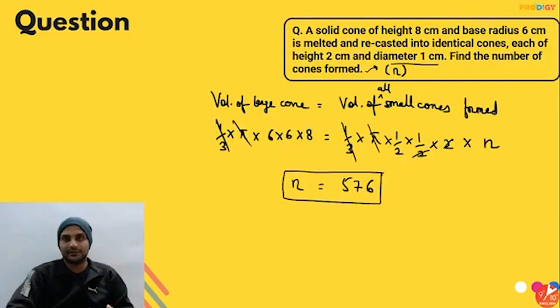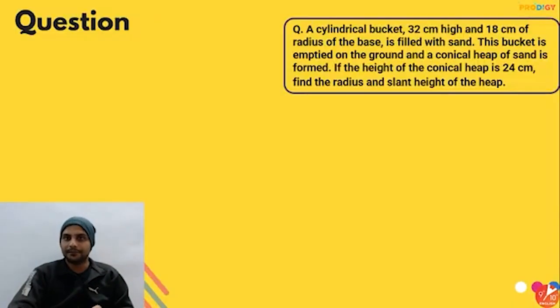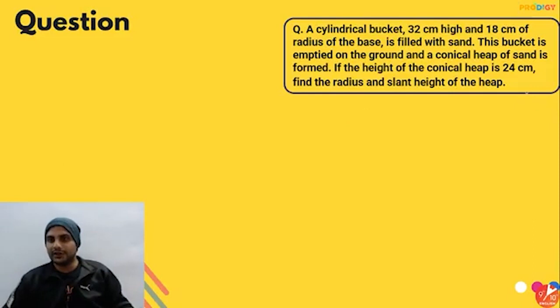How easy this question is. Just compare the volume, because the amount of material remains the same. Okay, next one: a cylindrical bucket 32 centimeter high, 18 centimeter radius of base. So the cylinder's height is given, radius is given. It is filled with sand. This bucket is emptied on the ground and a conical heap of sand is formed. Conical heap means a cone is formed. If the height of the conical heap is 24 centimeter, find the radius and slant height of the heap.